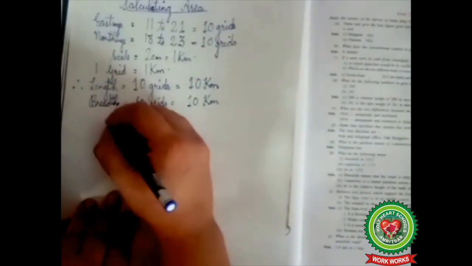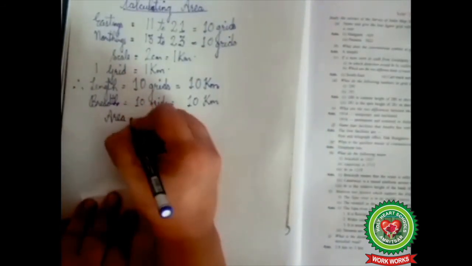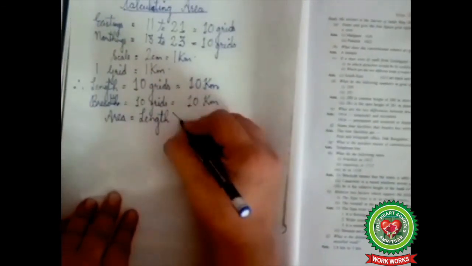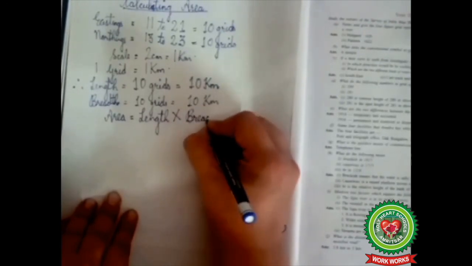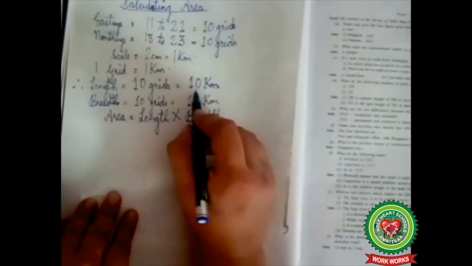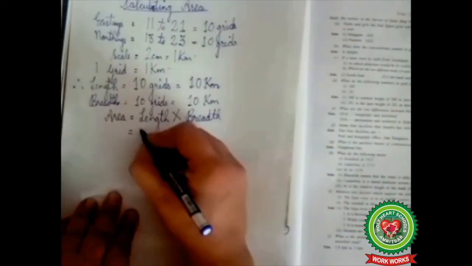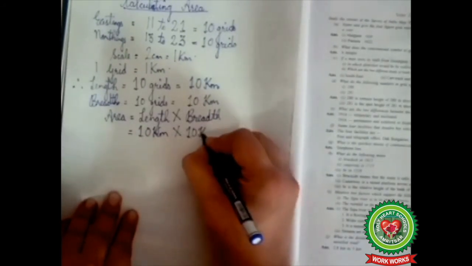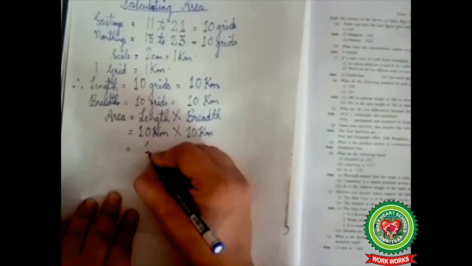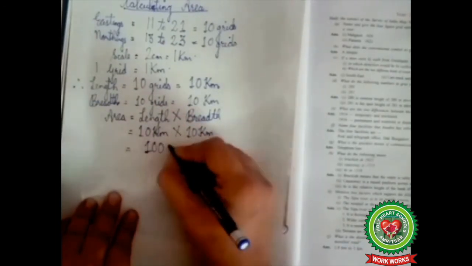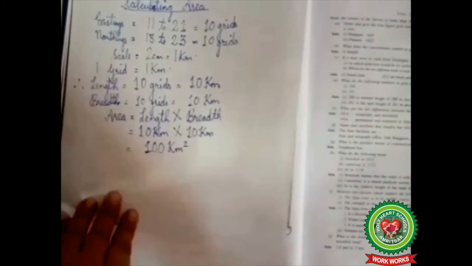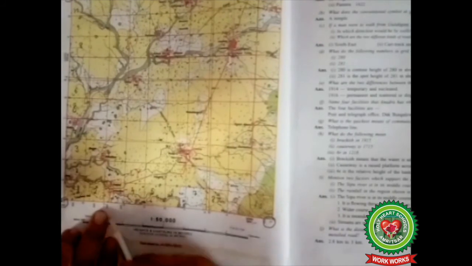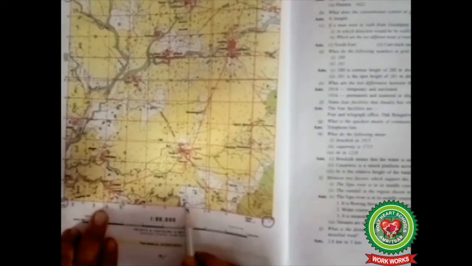Now we know that the formula to calculate area is length multiplied by breadth. Here length is 10 kilometer and our breadth is 10 kilometer. So 10 kilometer multiplied by 10 kilometer is equal to 100 kilometer square.